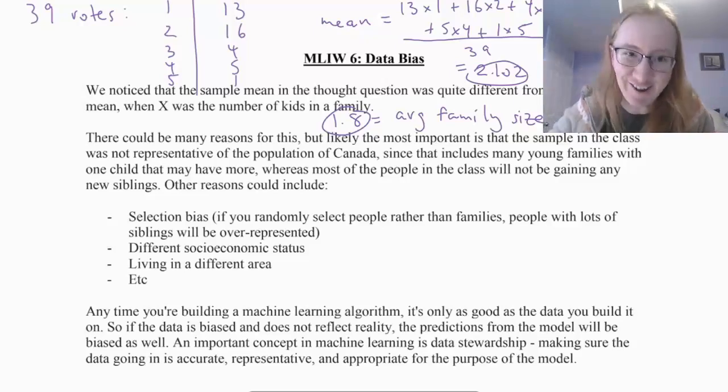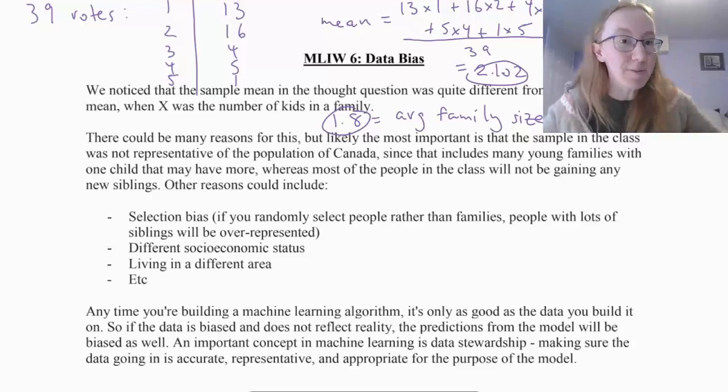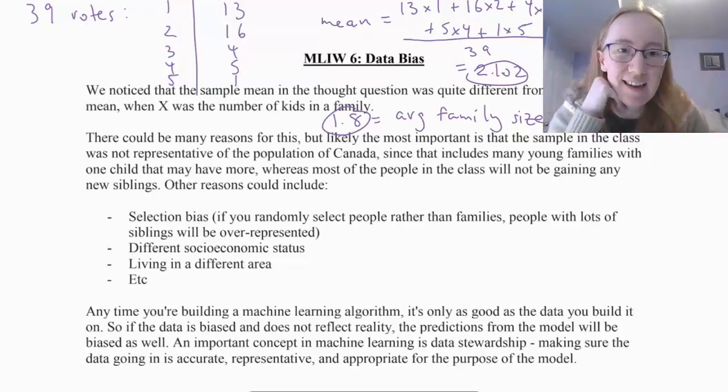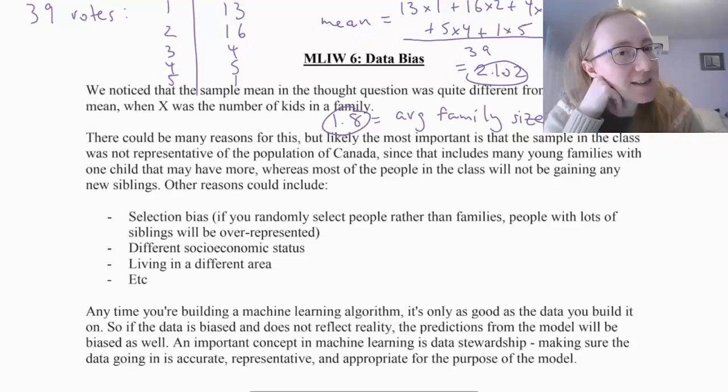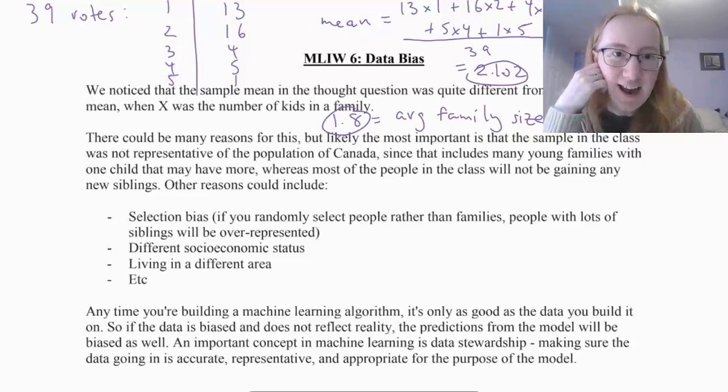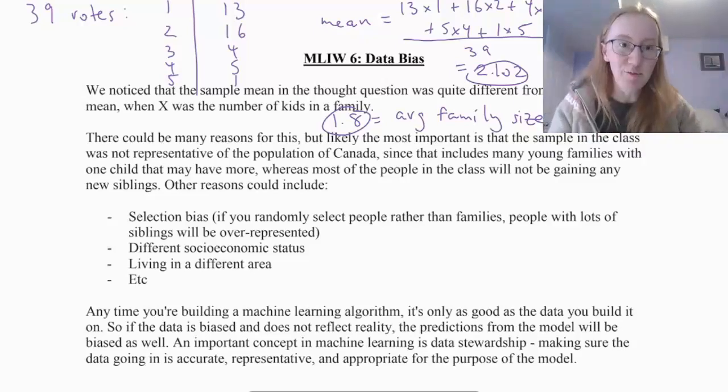39 people is not a lot compared to the population of Canada. So maybe if we asked more people, we would get a number that's closer to 1.8. But I've done this every term that I've taught Stat 230 for the last 14 years, and it's always bigger. And I've surveyed classrooms of 200 people, and it's consistently bigger than 1.8.